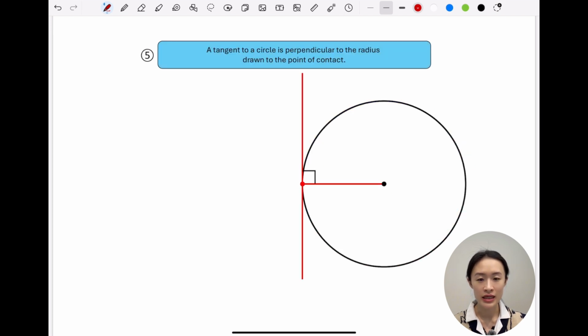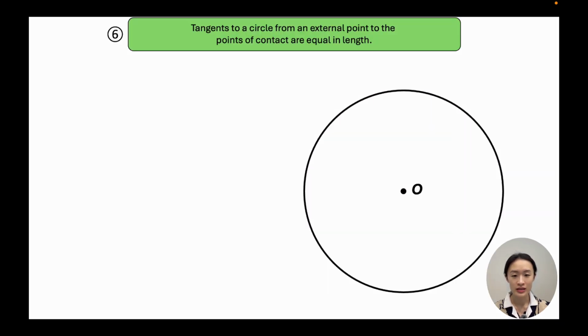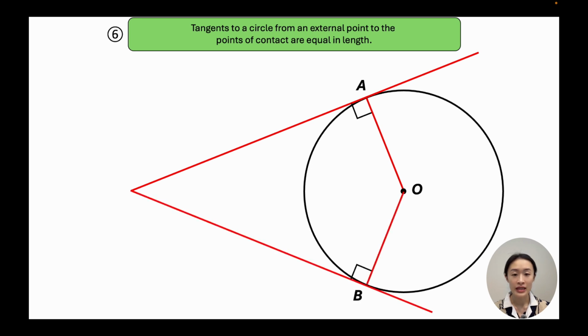In this theorem, it says that if we have a tangent line, then that means there is only one intersection. If I join this intersection with the center, that is the radius. The radius is perpendicular to the tangent line. Moving on to the next one, the sixth theorem. This theorem says if we have a point outside of the circle and we draw two tangent lines to the circle, AT is going to be the same as BT.